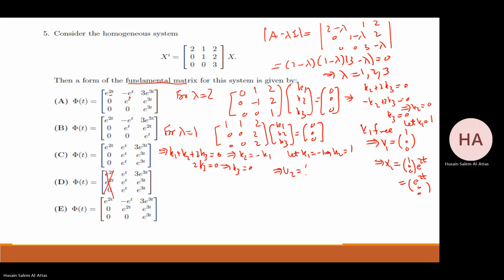So v2 will be what? Minus 1 and 1, and 0. And x2 is minus e to t, e to t, and 0. It should be a 3 by 1 vector, a vector with 3 elements. So I have minus e to t, which is okay, this is okay, this is wrong. And this is wrong too.